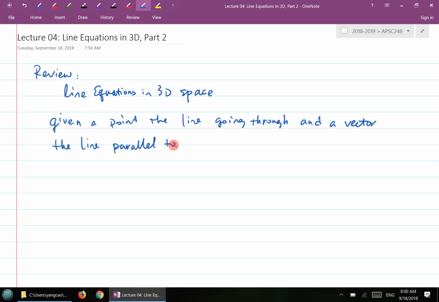Good morning. Let's continue on the line equation in 3 space, and we'll look at a few examples today. If we finish early, we'll get on to another topic called parametric equations for curves in 3 space. So let's do a quick review on line equations right here.